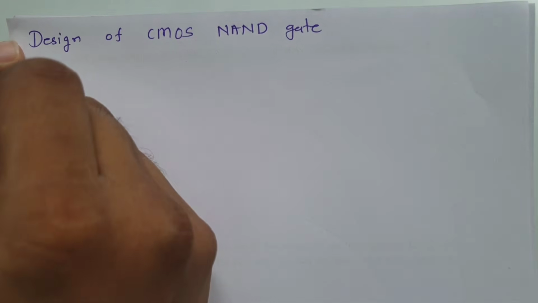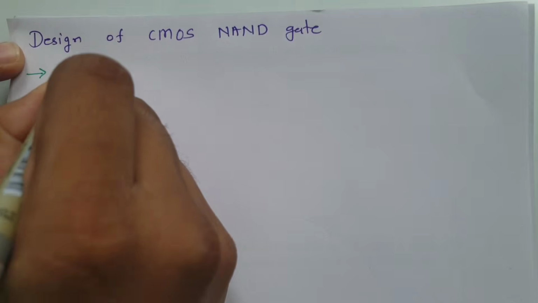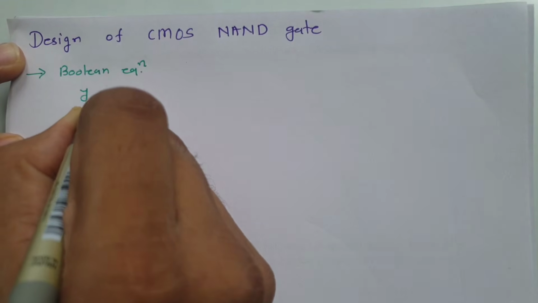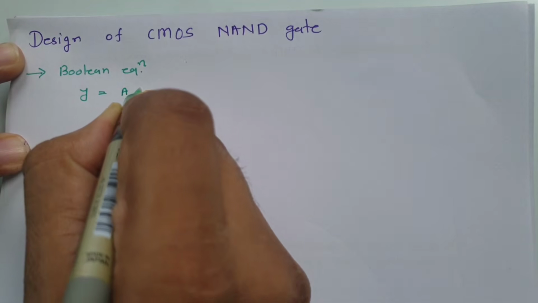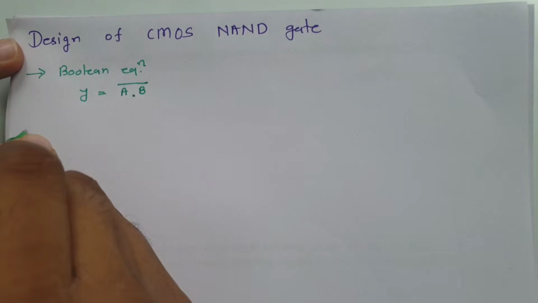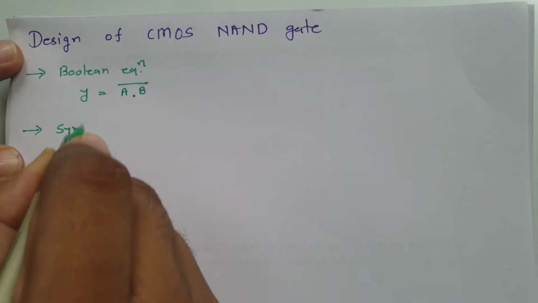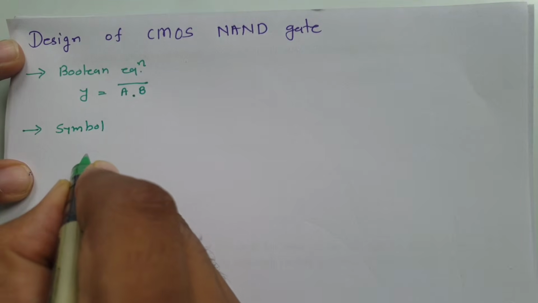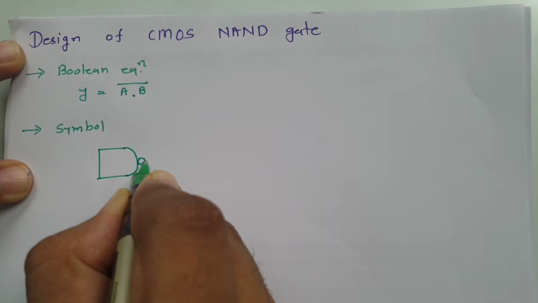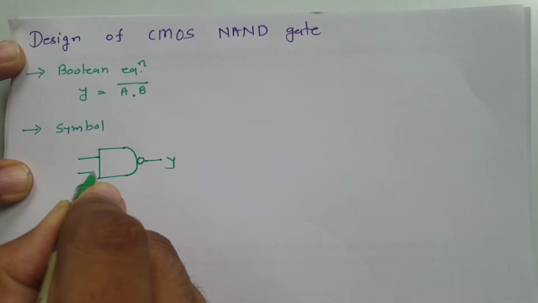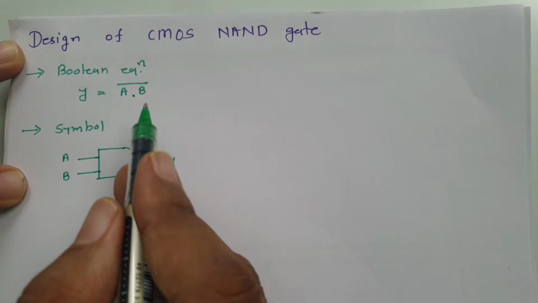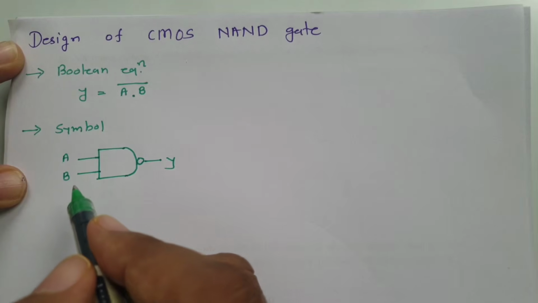If we talk about the NAND gate, its Boolean equation is, if my output is y and I have two inputs a and b, y equals (a dot b) whole bar. As for its logic symbol, it is this, where with the AND we need to place a bubble. This is my output y, and here we have inputs a and b. There can be multiple inputs, but here I have shown a two-input NAND gate.